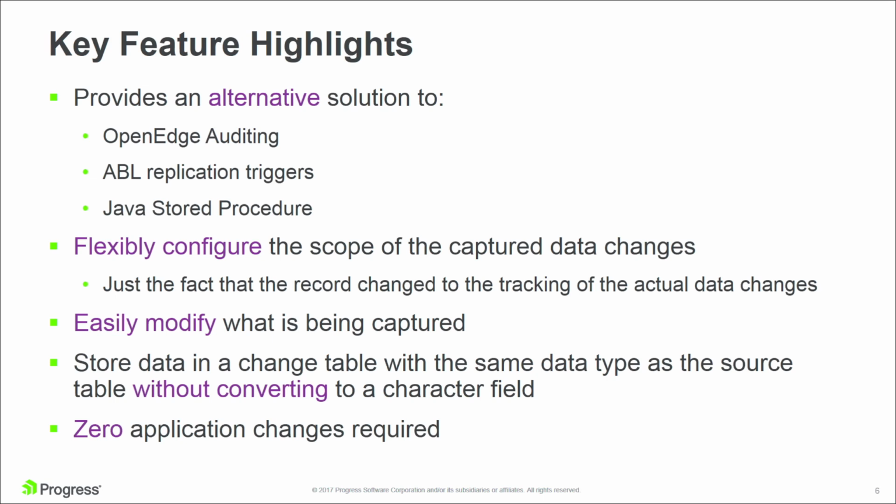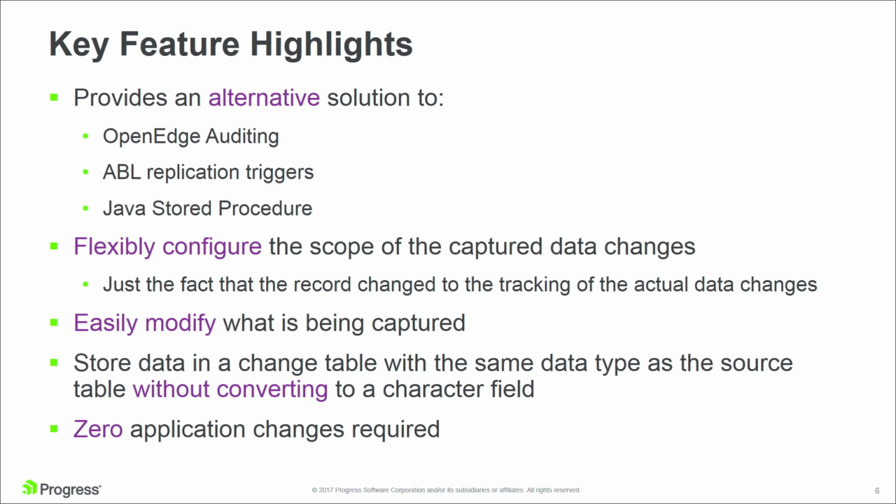Another alternative: we've had customers who have taken OpenEdge auditing and tried to make it work as a true Change Data Capture, just to capture what changed in the record, in the tables and the fields. That is a lot of work to manipulate and work with that data. Another alternative that people have looked at and are using is ABL replication triggers. These are triggers that fire on the client side, so they're replication triggers. You have to write your own ABL code. You have to deploy that code and continue to manage and work through that code.